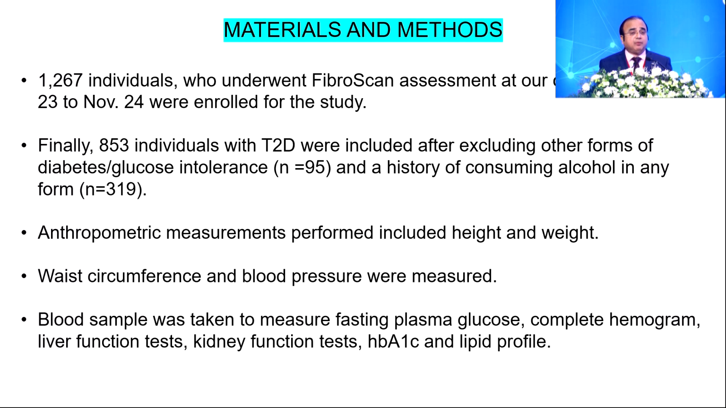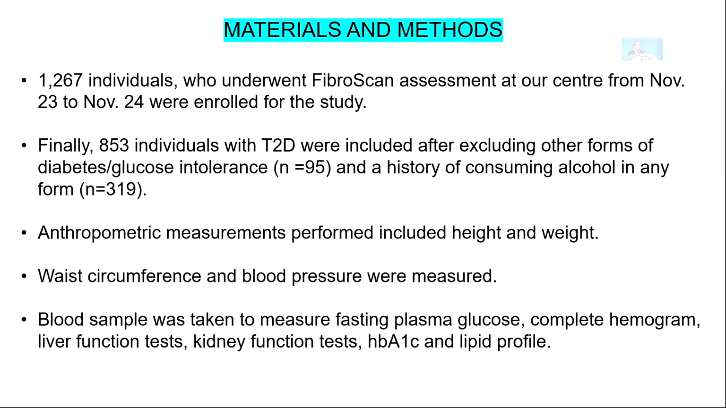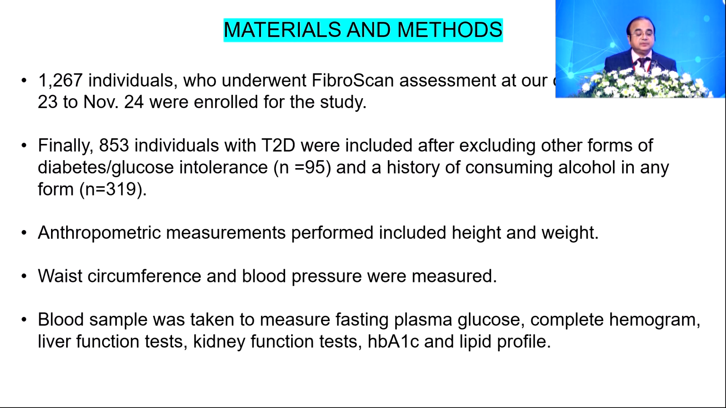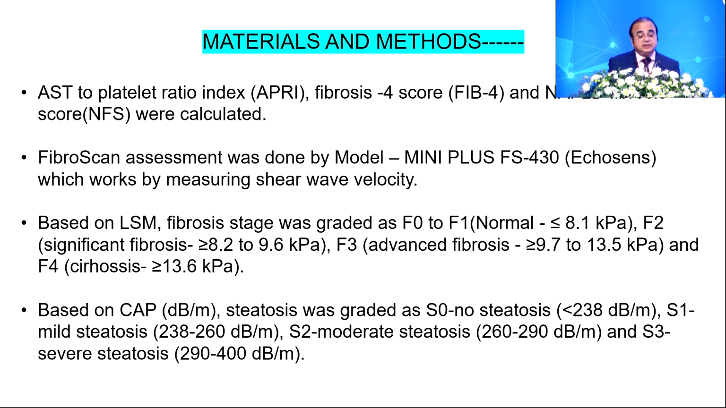So what we have done, between November 23 to November 24, we have taken around 1,267 patients. Those who were taking alcohol or were having other forms of diabetes were excluded. So ultimately 800 plus patients we got, and for them we have done all the anthropometric measurements, waist circumference, blood samples were taken, lipids, and all the parameters were done. And all the ratios like AST to platelet, we call it APRI, FIB-4, and NAFLD fibrosis score were calculated, and it was done by the model Mini Plus FS 430, which is there in our center.